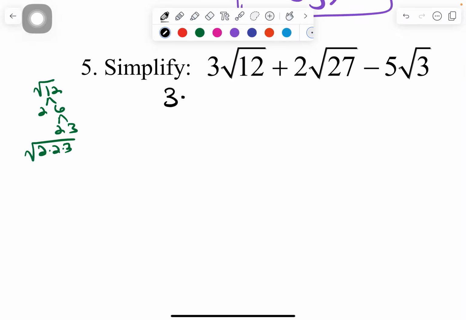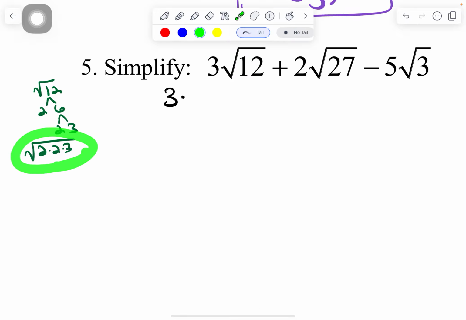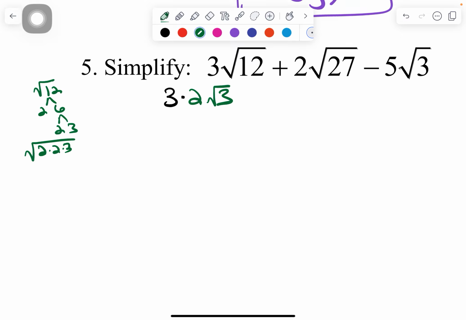So it's going to be 3 times. Now this simplifies to 2 root 3, right? You've got a pair of 2's here that escapes the radical, and then 3 stays underneath. All right, and then I'm going to do the square root of 27. We'll do 9 times 3, 3 times 3, so lots of 3's here. So 3 times 3 times 3.